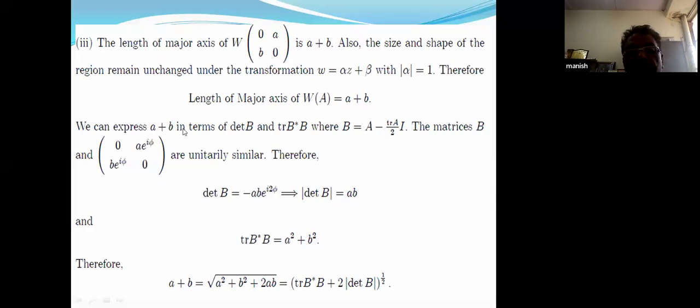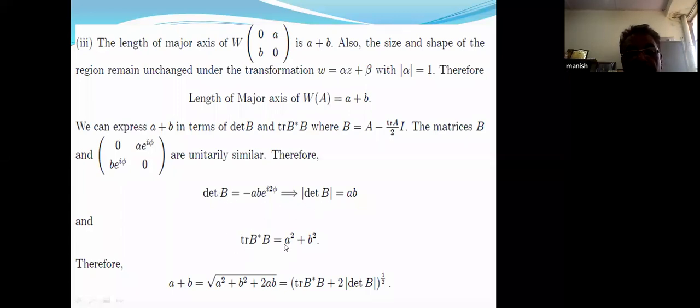So we can express A plus B in terms of determinant of B and trace B star B. We have this matrix for which the determinant of B is minus AB exponential iota to 5. This gives the modulus of determinant of B as AB. The modulus of exponential iota to 5 is 1. Why? Because this matrix is unitarily similar to matrix B, and similar matrices have the same determinant.